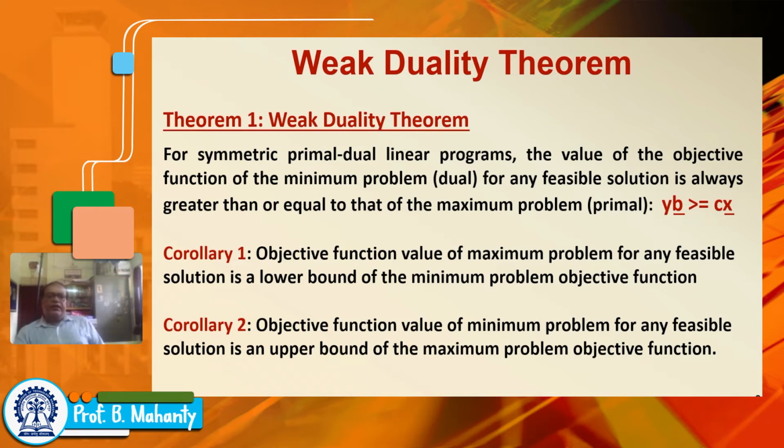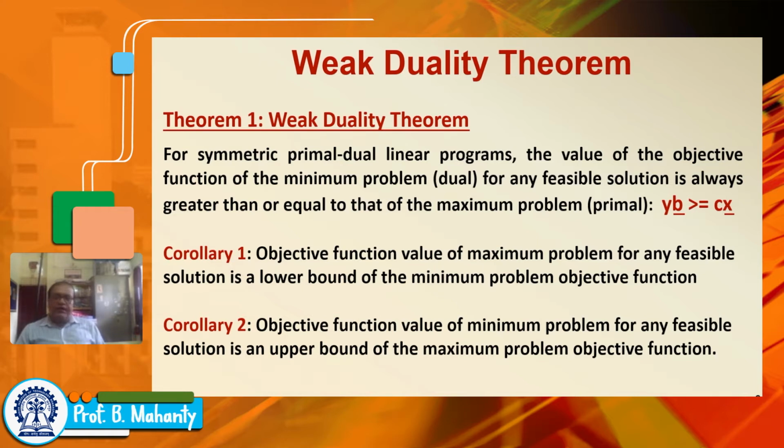Let us look at it very carefully. The first corollary, which states the objective function value of the maximum problem for any feasible solution is a lower bound of the minimum problem objective function. You see, what is a lower bound and upper bound? These are going to be very important concepts later on when we talk about the bound method.